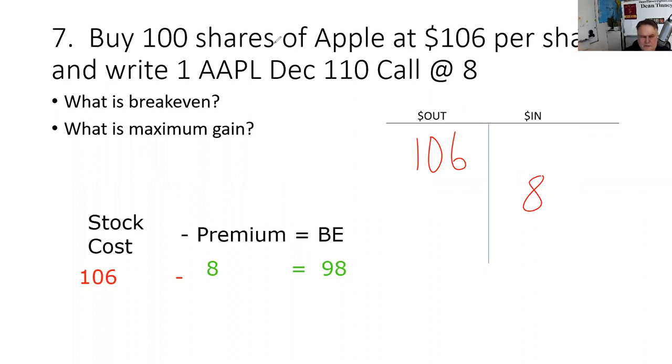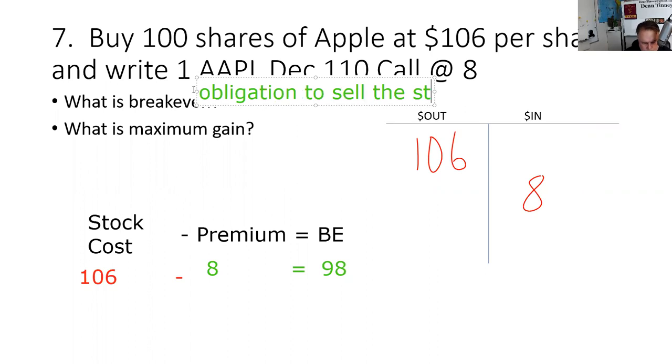And by the way, I didn't follow my own convention. Now let me do that. So this is an obligation to sell the stock that I actually own. That's an entirely different proposition. Anyways, if you get good at the contract specification and you can track money, you're in pretty good shape.